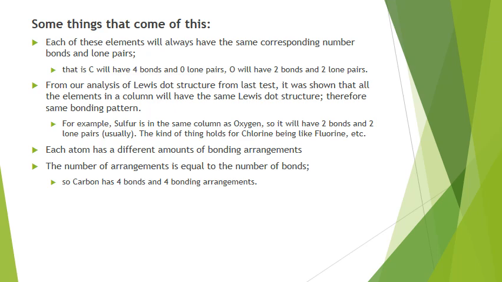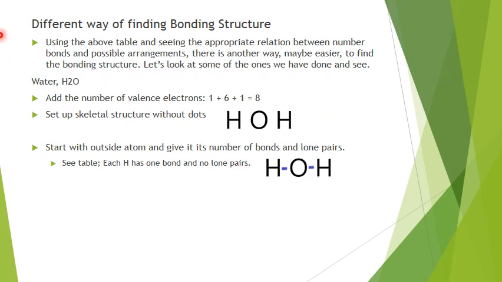All right, so each of these elements will have a corresponding number of bonds, lone pairs. And I just went over this about the columns. And then each atom has a different amount of bonding arrangements, and the number of arrangements is equal to the number of bonds. Okay. So what we're going to do is figure out the bonding structure a different way than just filling holes. And we're going to use the above table and the bonding arrangements.